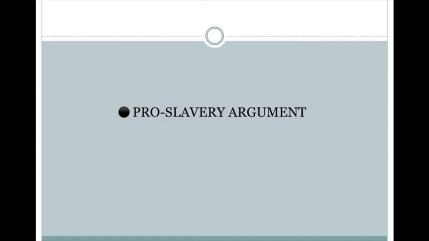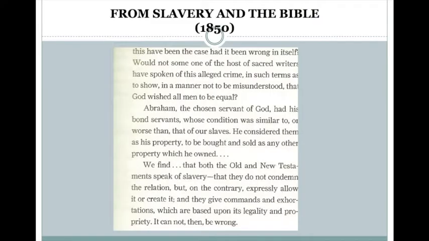Their argument included the following. First, Southerners were committed to white supremacy, meaning Southerners felt that whites were superior to blacks, to slaves. Second, Southerners believed that slavery was sanctioned in the Bible. Let me show you an example of a writing from the 1850s.